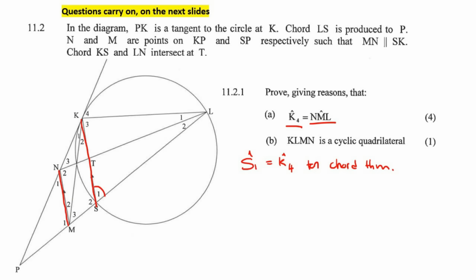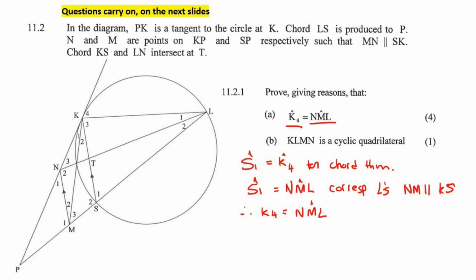Now if you look here, these two parallel lines, we know that this angle would be the same as this angle. So we could say that S1 is going to be the same as, they called this NML, because of corresponding angles, and that's because NM is parallel to KS. Okay, and so there we go, we've done it. We said that K4 is equal to S1, but S1 is equal to that. That means therefore that these two must be the same. So K4 must be the same as NML, and there's no reason for that. That's just based upon what we've already shown previously.